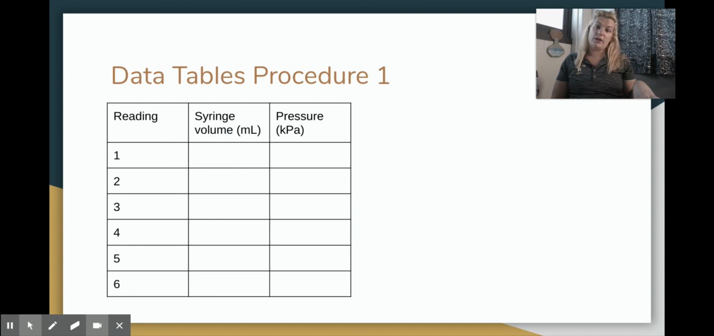So again, like I said, you're going to have 2 different data tables. So for the first data table, we're going to have, I did 6 readings. 7, it should be 7 readings, sorry. You need the volume of the syringe and the pressure of the syringe for each reading. So that's what your data table should look like.